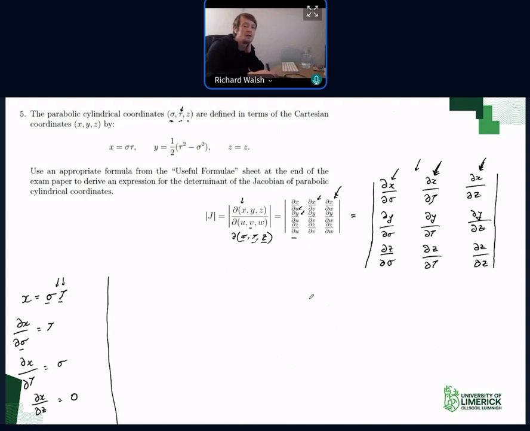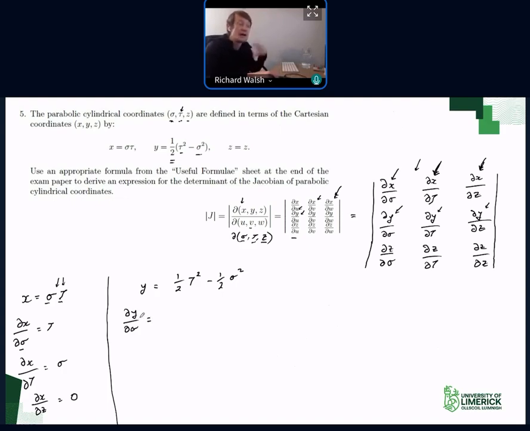I will then take y, and likewise, I will need to partially differentiate that with respect to sigma, with respect to tau, and with respect to z. So I'm actually going to multiply that in. I think it might be easier if we just multiply it in. So a half times tau squared, and a half by minus sigma squared is minus a half sigma squared. Right, so I just multiplied in that constant of a half into the bracket. I need to partially differentiate that with respect to sigma for the formula.